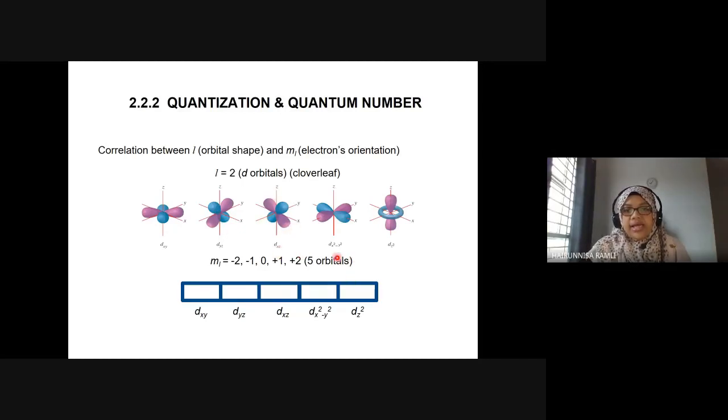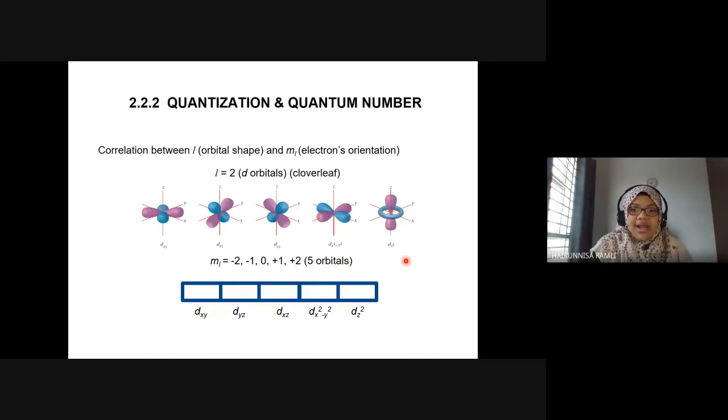Okay. DX square minus Y square. This is the easiest. Actually it is on the plane, on those axes, X and Y. And then we also have DZ square. This is the most unique. It is on Z, on the Z axis, and then it has a ring there. Okay. So, any questions?